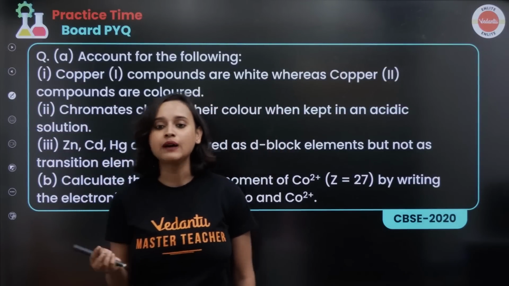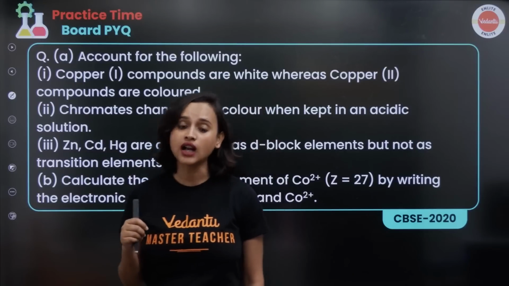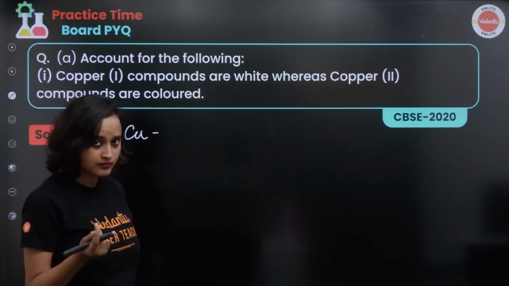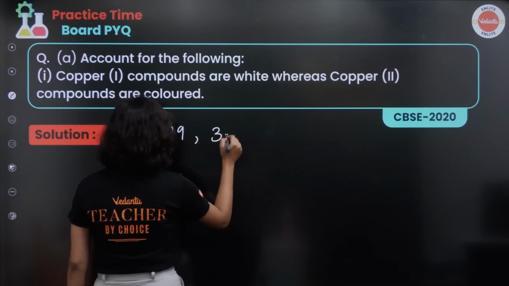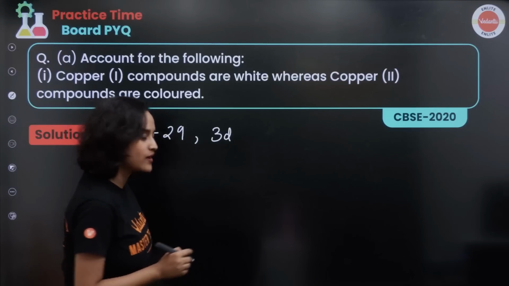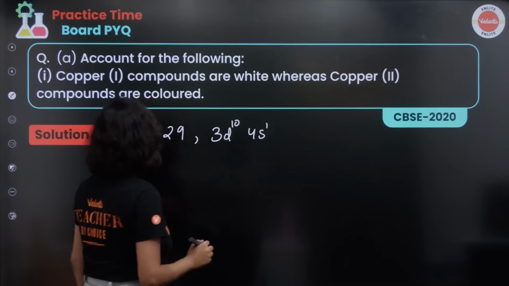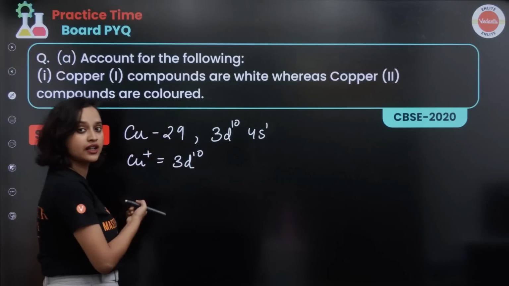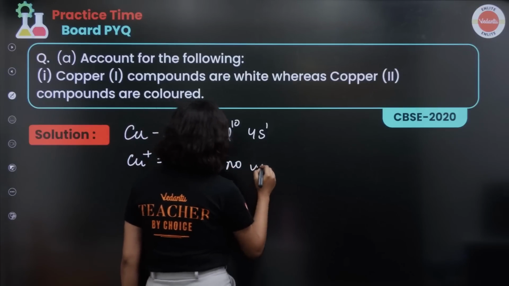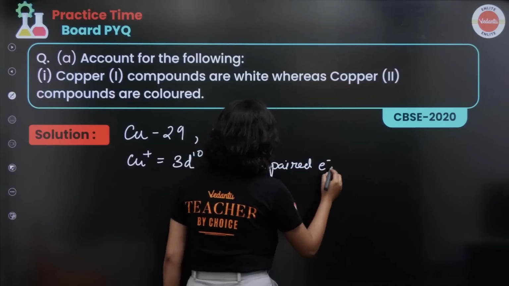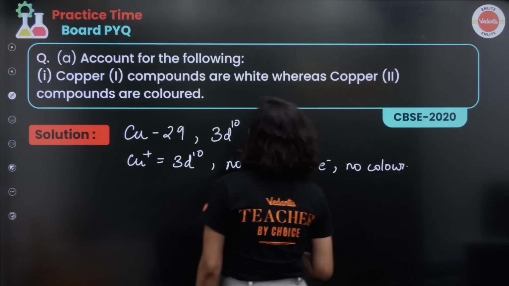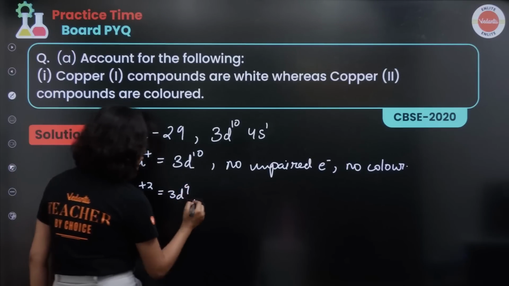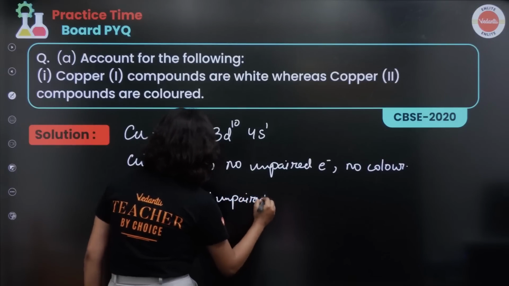Now, copper 1 compounds are white, whereas copper 2 compounds are colored. Let's do it. Copper. What is the atomic number for copper? Atomic number for copper is what? 29. That means it is 3d10 4s1. Yes. Now copper 1, that means Cu plus. Cu plus is what? 3d10. If it is 3d10, is there any unpaired electron? None at all. Okay. No unpaired electron, no color. Am I right? Yes, everybody. Okay. But copper 2, let's write it. Cu 2 plus will have 3d9. That means there will be one unpaired electron.